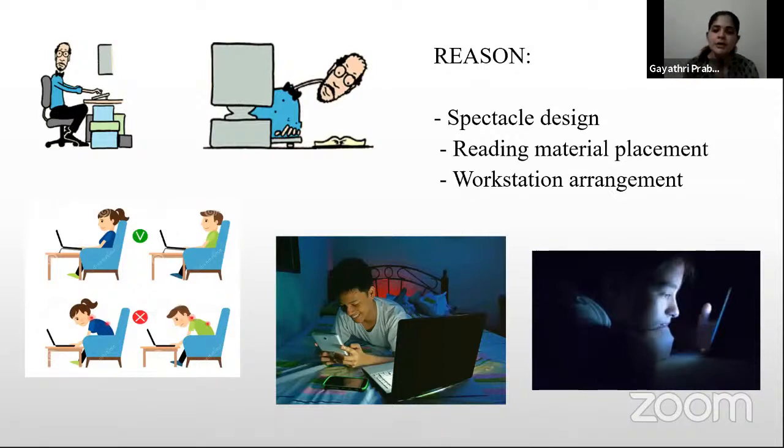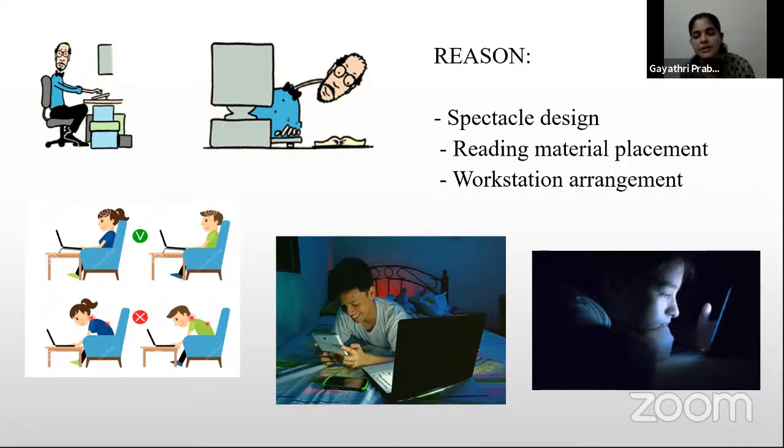Well, if you look here, the reason for most of these musculoskeletal problems is the spectacle design. It could be because the person is using a bifocal. He is not very comfortable with the bifocal. He has to lift his chin or look up to look through the near area to work comfortably. That could be one reason.